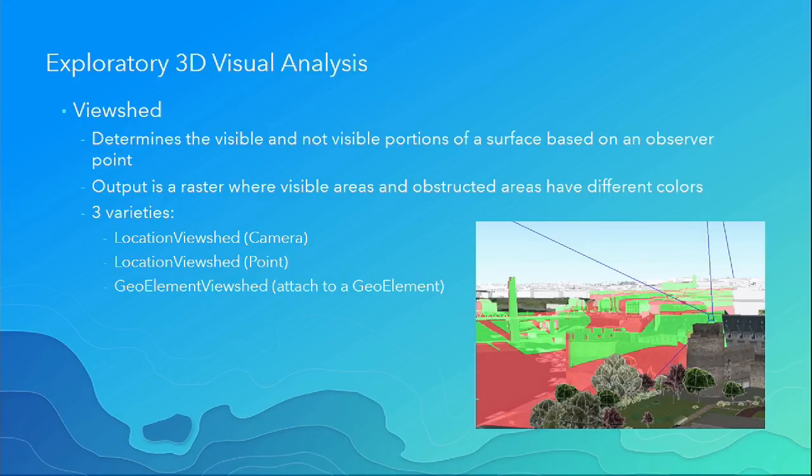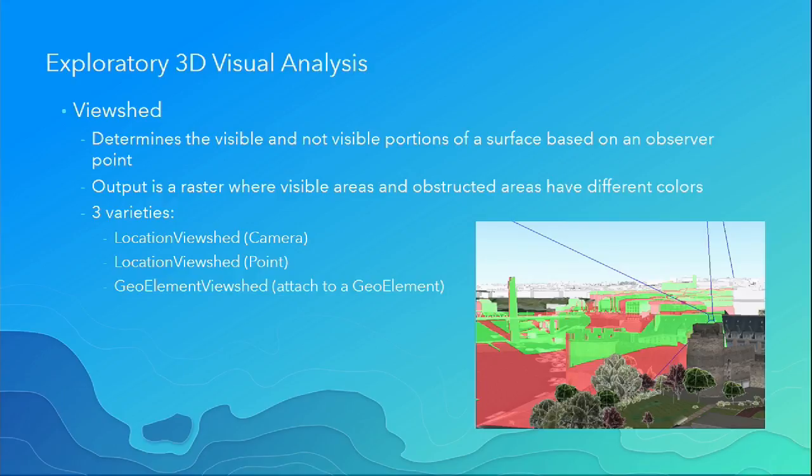There are 3 different varieties of viewshed that you can perform. Location viewshed with a camera, location viewshed with a point, and the geo-element viewshed. So this follows the same paradigm as the line of sight. Location viewshed with a camera takes a camera object in, and camera is how we refer to your current viewpoint in a scene. So as you go through a scene, you have your X, Y, and Z for your current location. You also have your heading, which is the direction you're facing, and your pitch, which is your up and down angle. So all of these things make up your camera.